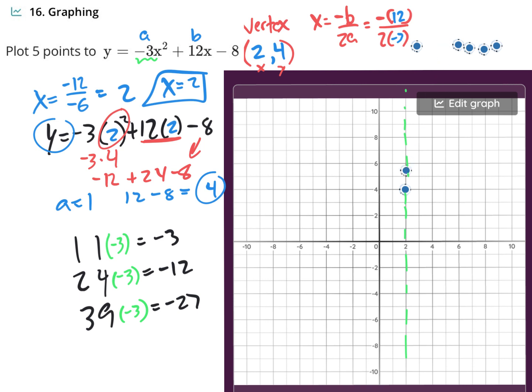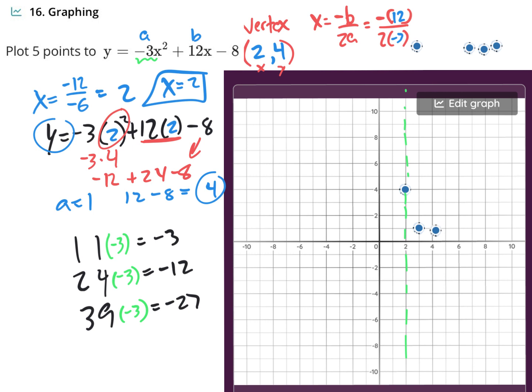So I'm going to get a point and go 1 over and 1, 2, 3 down and put a dot right there. And then I'm going to go back to the vertex and go 2 over and 12 down. So going back to the vertex, 2 over and 12 down. 1, 2, 3, 4, 5, 6, 7.